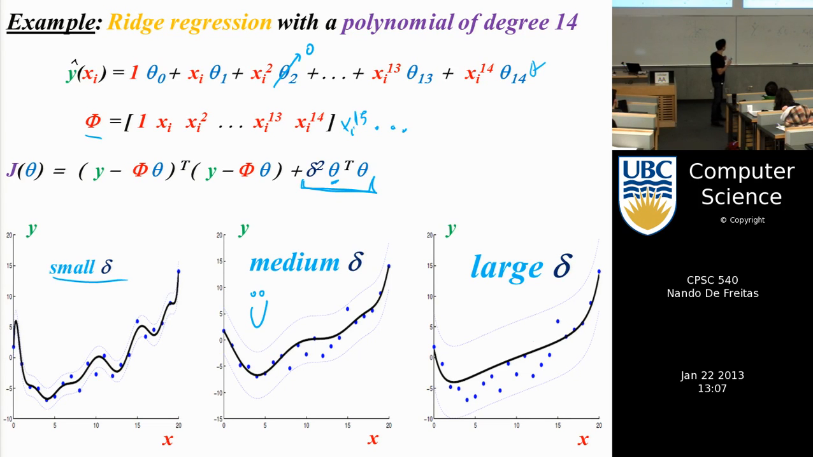When delta is very small, and this is actually an experiment with real data, the polynomial is very flexible. When delta is the right value, we get a nice polynomial. And if delta is too large, if our penalty is too large, then we're getting rid of too many thetas. Getting rid of thetas when you have this polynomial is basically allowing us to discover the right model for the data. And in machine learning, we do this often.